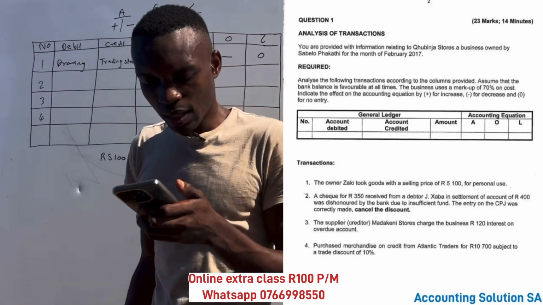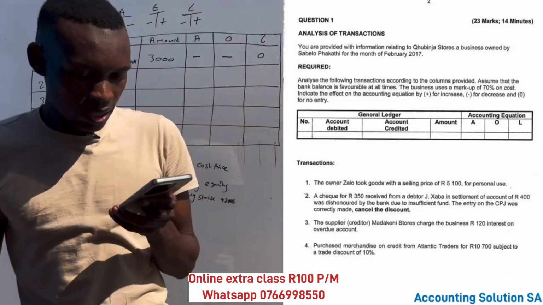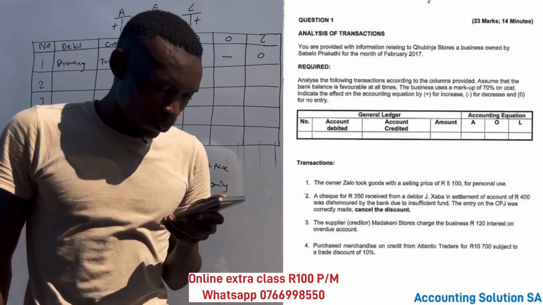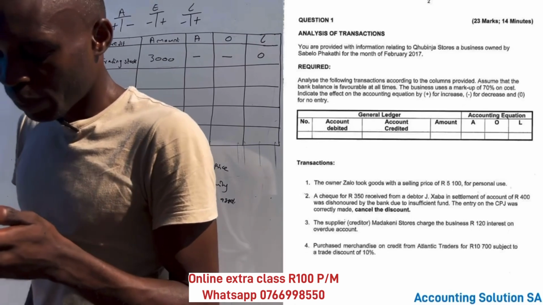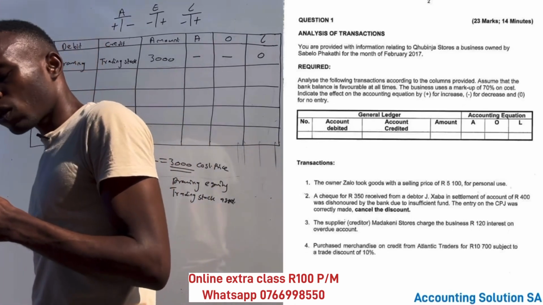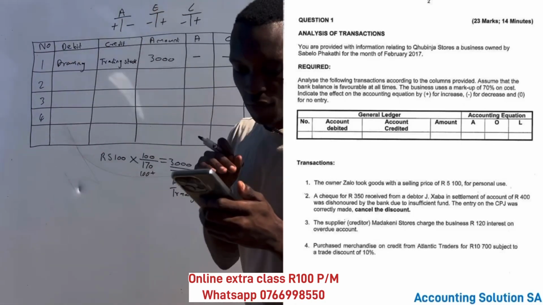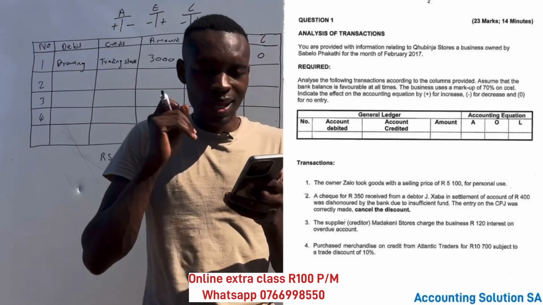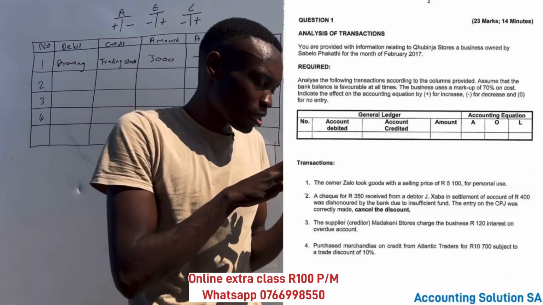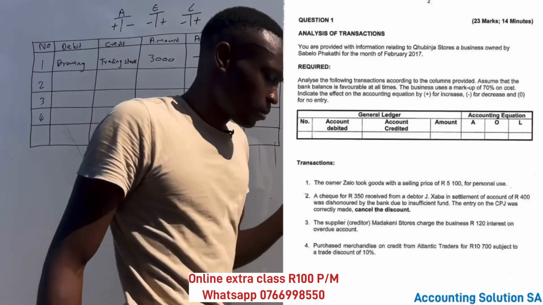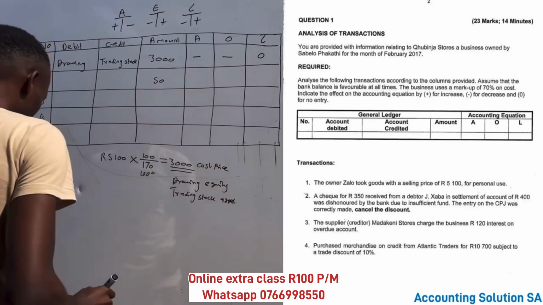Number 2, debtors control. They said that a cheque of 350 received from a debtor, J Kaba, in settlement of an amount of 400 was dishonoured by the bank due to insufficient funds. The entry on the cash payment journal was correctly made. Cancel only the discount. If you check, they even bolded it. So the discount in this case, guys, is the difference between 350 and 400, which means it's 50 rand discount.